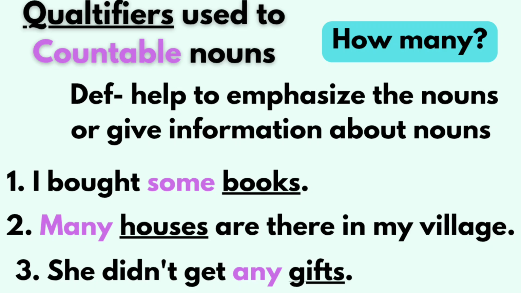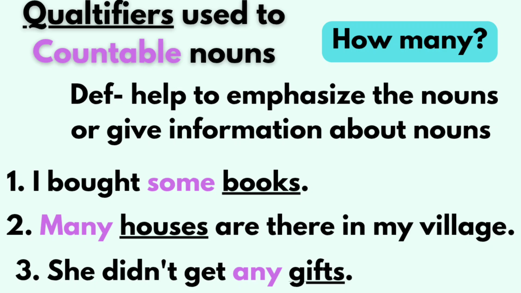Many houses are there in my village. How many houses? Many houses. So you can say houses are there in my village. If you add a quantifier, which means you are giving extra information about nouns, many houses, right? She didn't get any gifts. In this example, gifts means plural countable, so any is a quantifier. Some, many, any, these are quantifiers that are used with countable nouns.